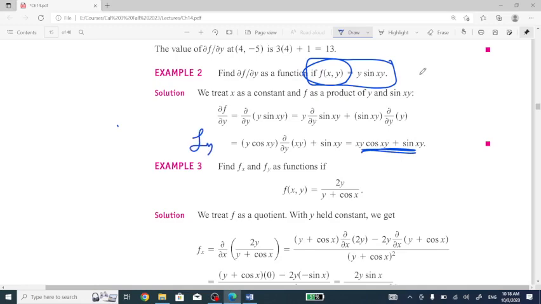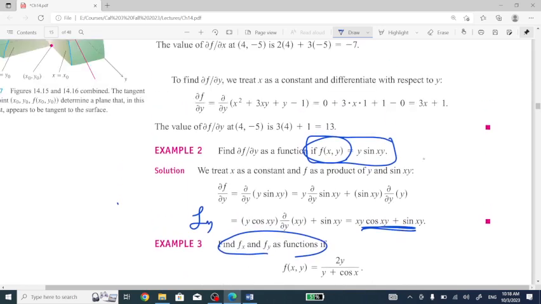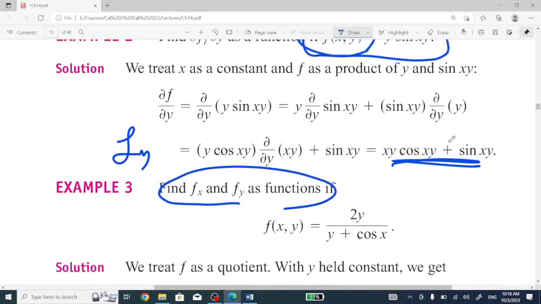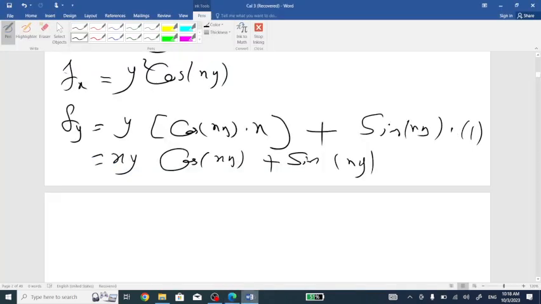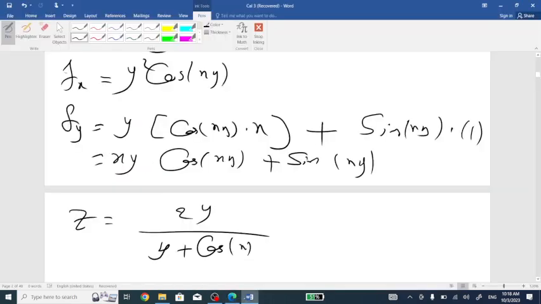Any question? Good. Now try to solve this one, please. Help yourself to solve this. Z equal to 2y over y plus cosine of x. Find both. First, find f sub x.